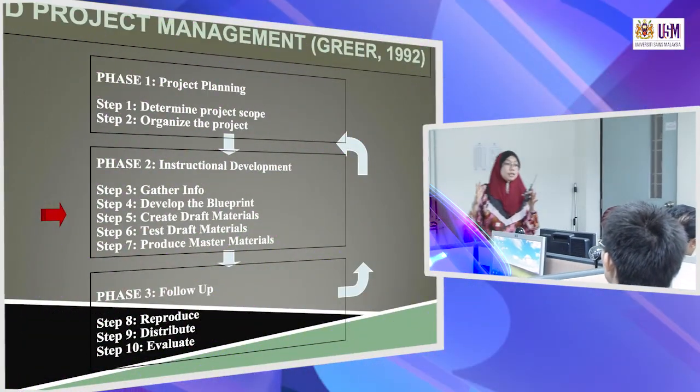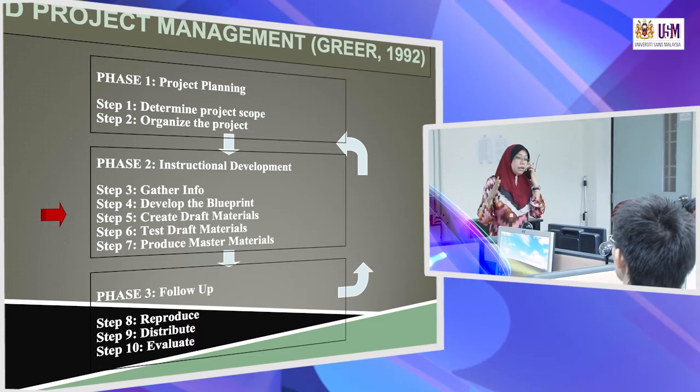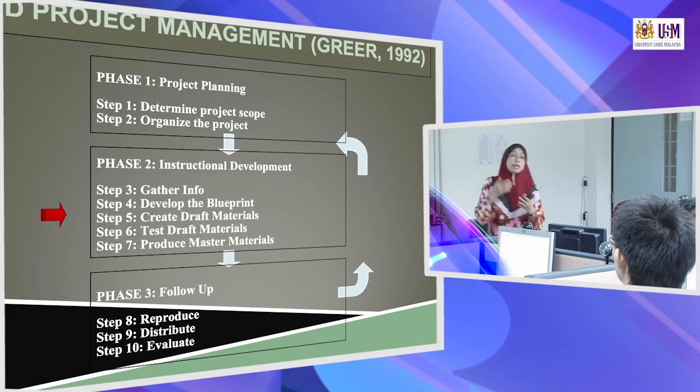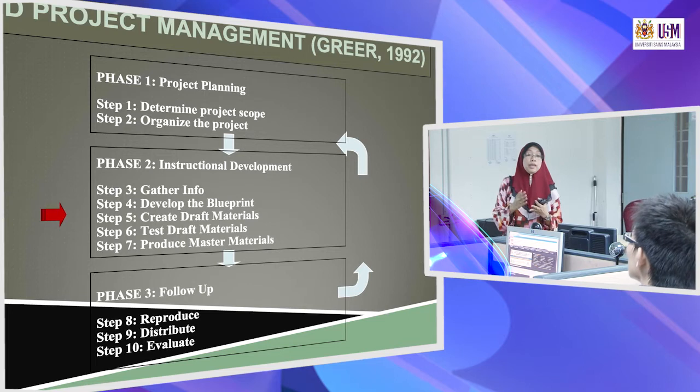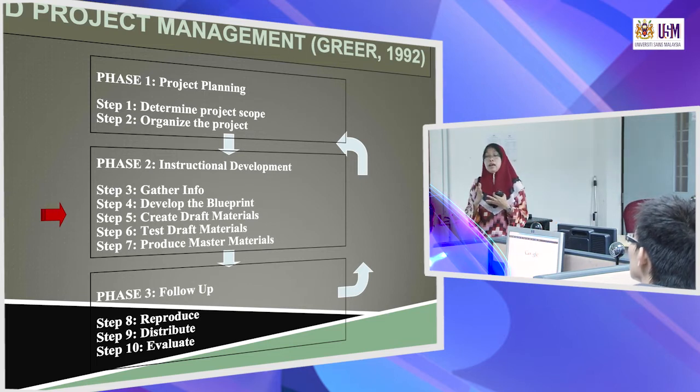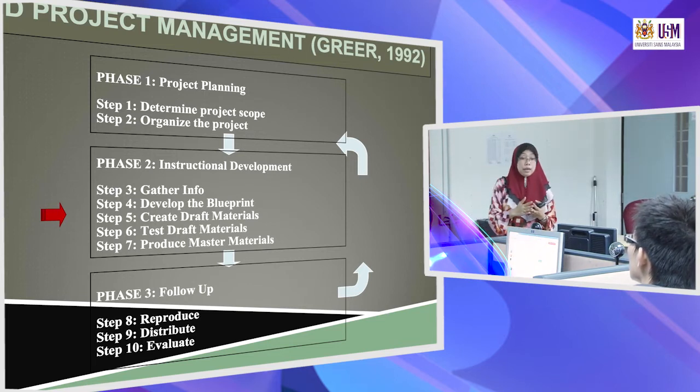We have discussed the models, like the ADDIE model, how we are going to use the ADDIE model, how we are going to use the work breakdown structure, WBS, and how we are going to use rapid prototyping and so on. We have compared all the models for our project management. So this week we are going to go into details.